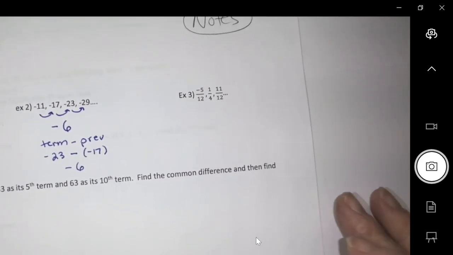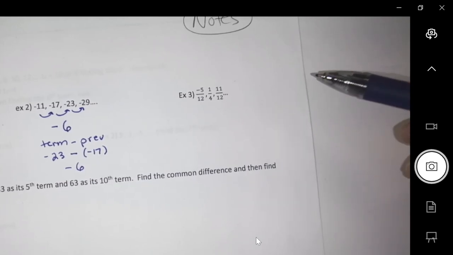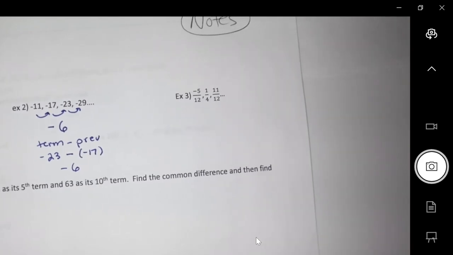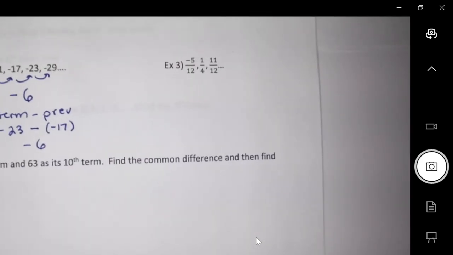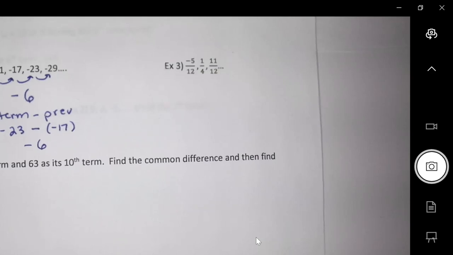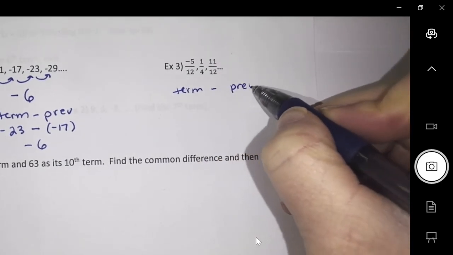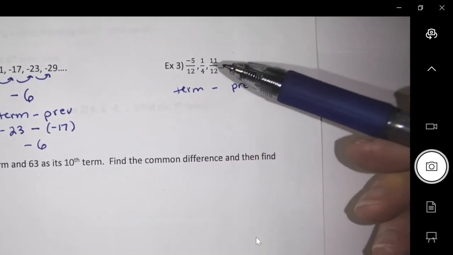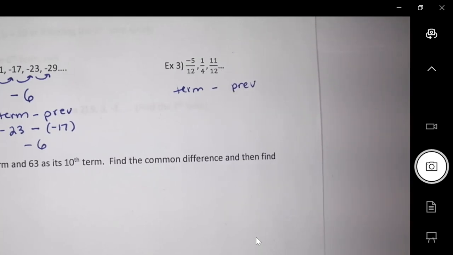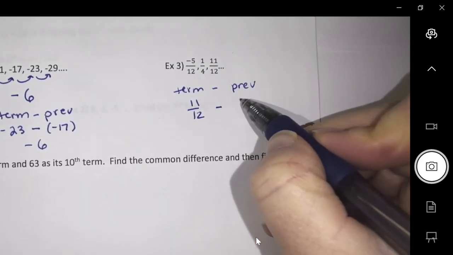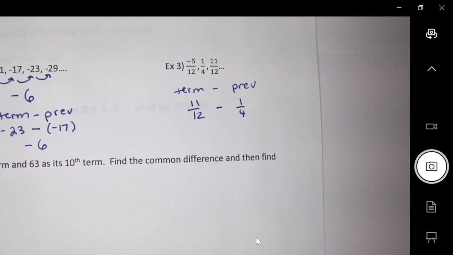Okay, now I'm guessing that you don't see it once we hit fractions. You probably just don't see it like the other ones. Okay, so I'm going to pick a term and subtract a previous. So which one do you want to pick? Obviously you can't pick the first one because there's nothing in front of it. So which one do you want to pick? 11 twelfths, subtract the term in front of it.